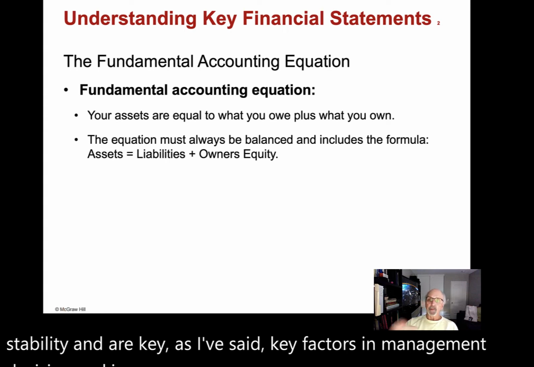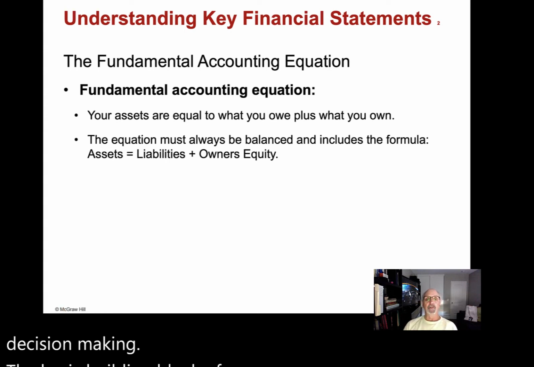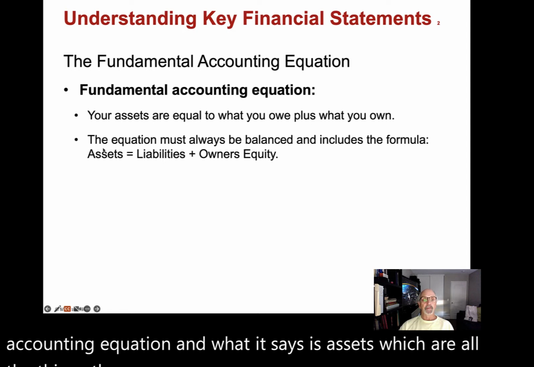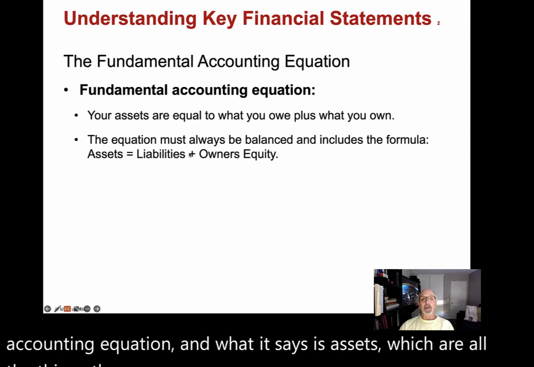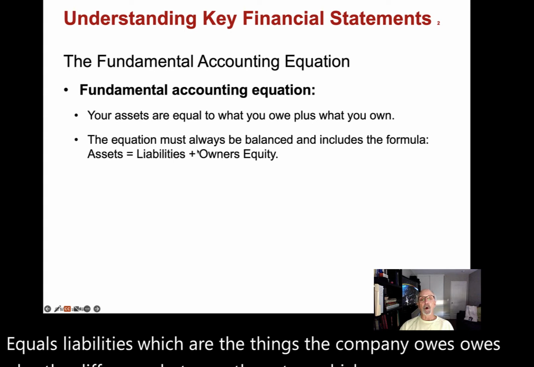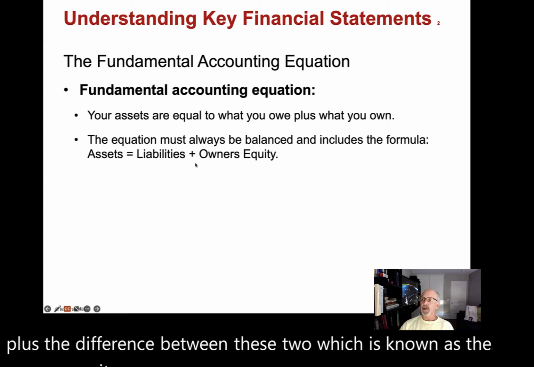The basic building block of accounting is called the accounting equation. What it says is assets, which are all the things the company owns, equals liabilities, which are the things the company owes, O-W-E-S, plus the difference between these two, which is known as the owner's equity. That's the owner's investment in the business.